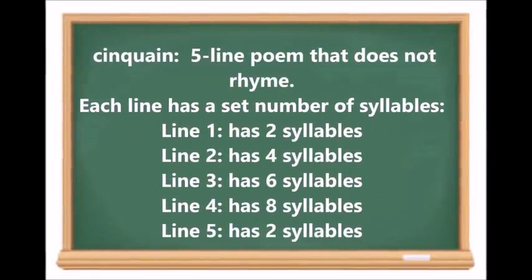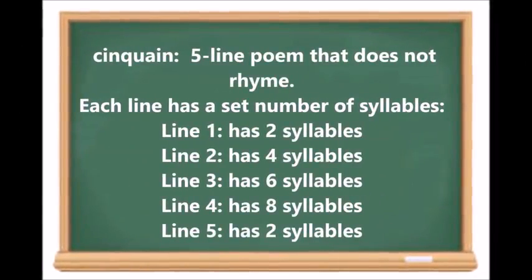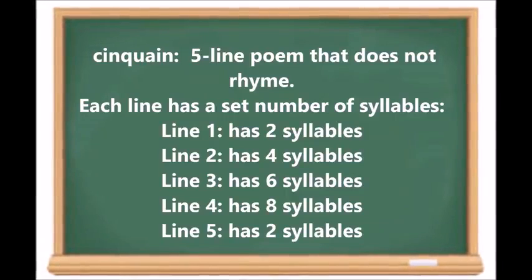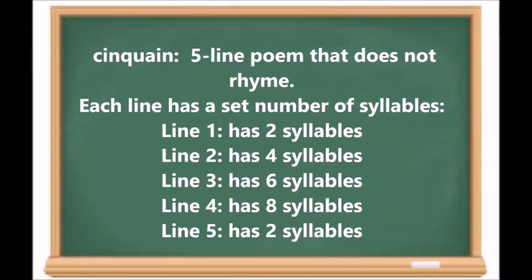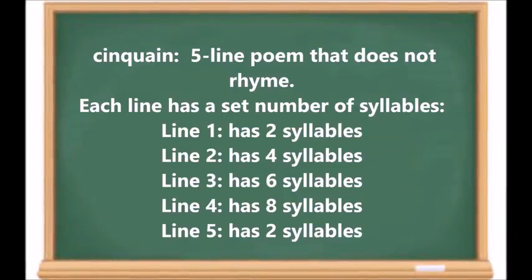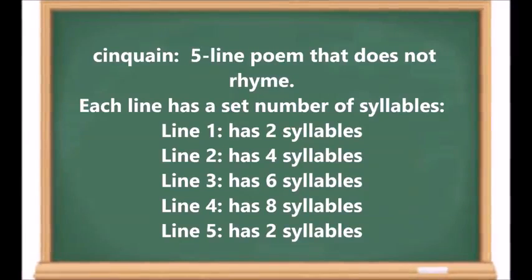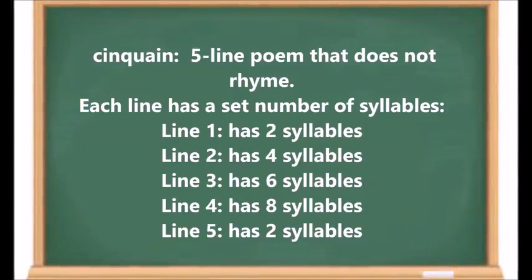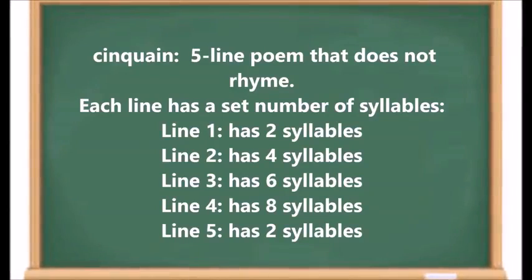Now, a sequin poem is a verse of 5 lines that do not rhyme. Each line has a set number of syllables. Okay? First line has 2 syllables. The second line has 4 syllables. The third line has 6 syllables. Line 4 has 8 syllables and line 5 has 2 syllables. As you go 2, 4, 6, 8, then back to 2.